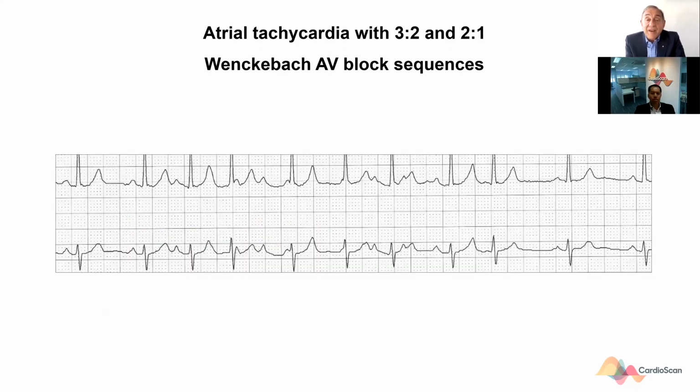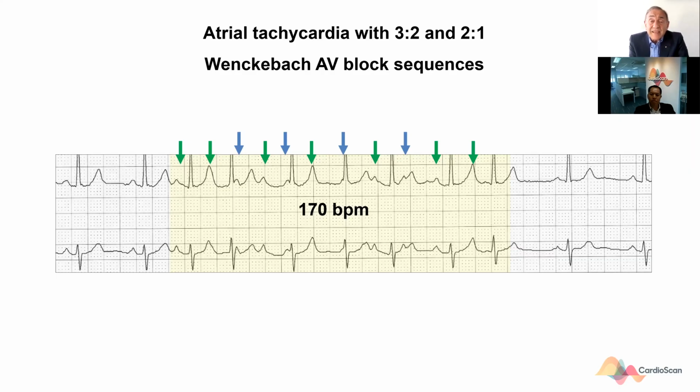We can also see this with atrial tachycardia, and I think you're all aware of this. Here is a short run of an atrial run, and it's approximately 170 beats per minute with the sinus, with the ectopic atrial beats from the focus. And we can see then that there is a green arrows to show this ectopic focus, whereas we can see the blue there demonstrate the drop beats which occur, and therefore they're 3-2 and 2-1 Wenckebach sequences.